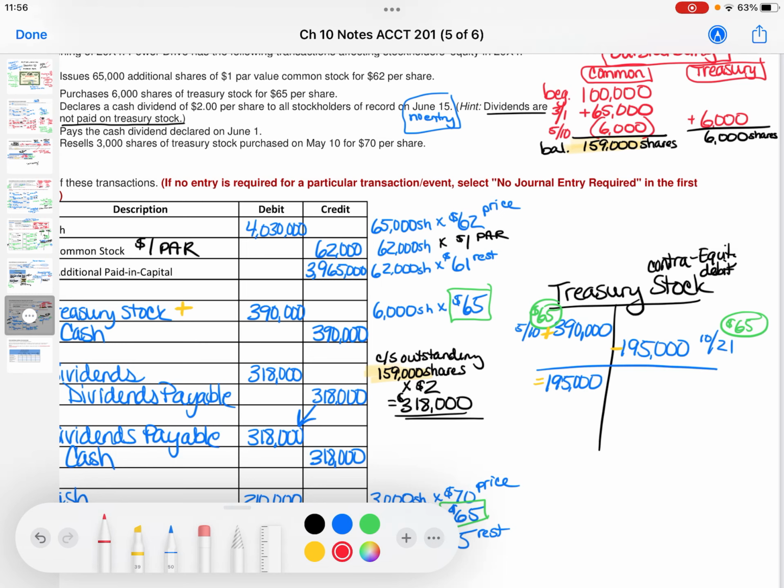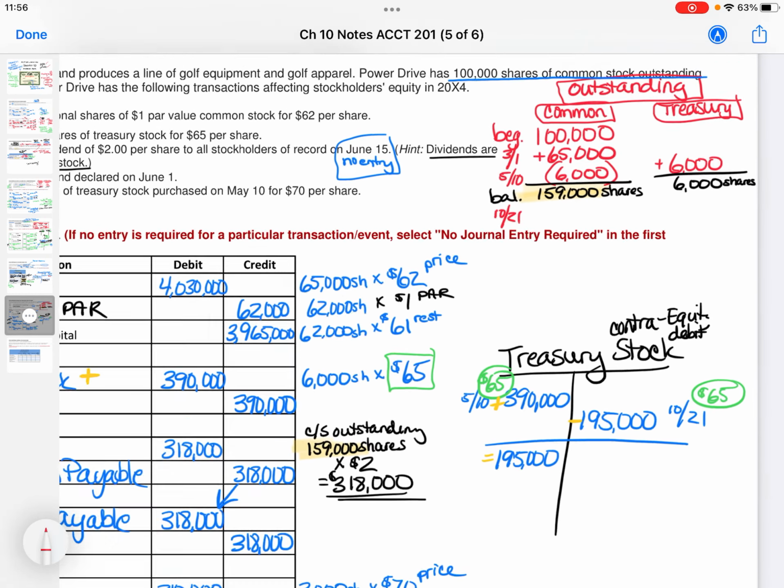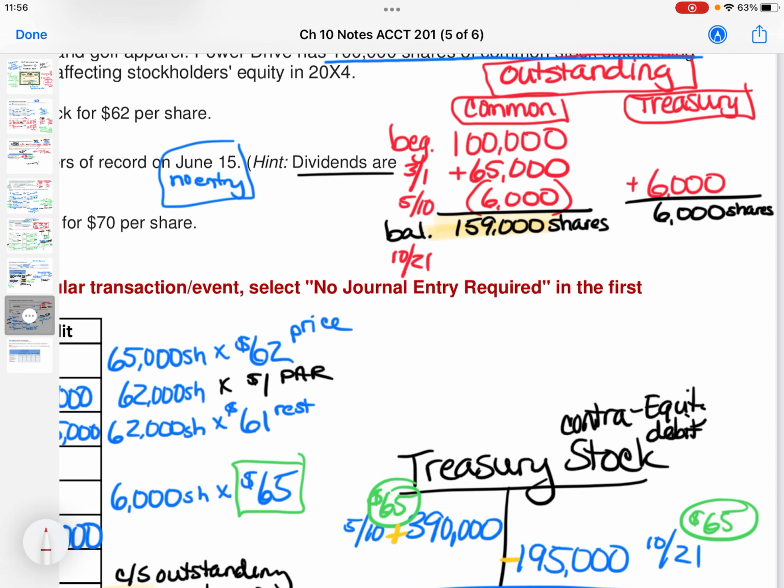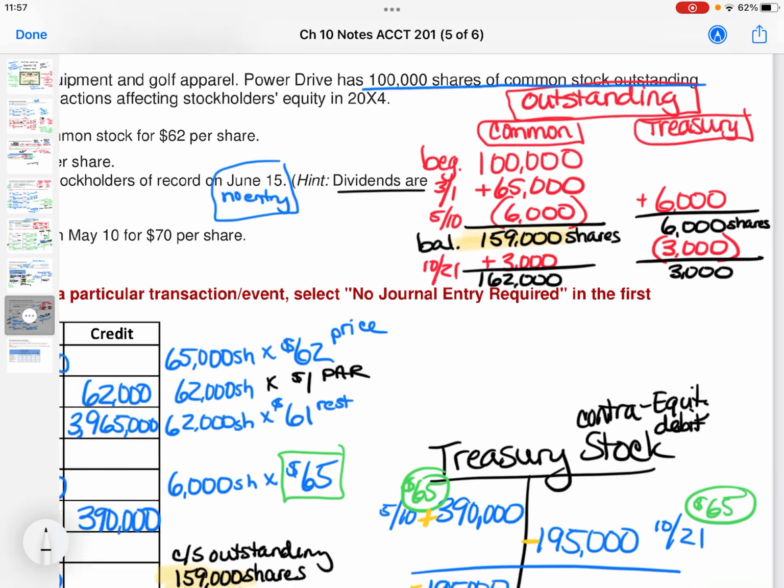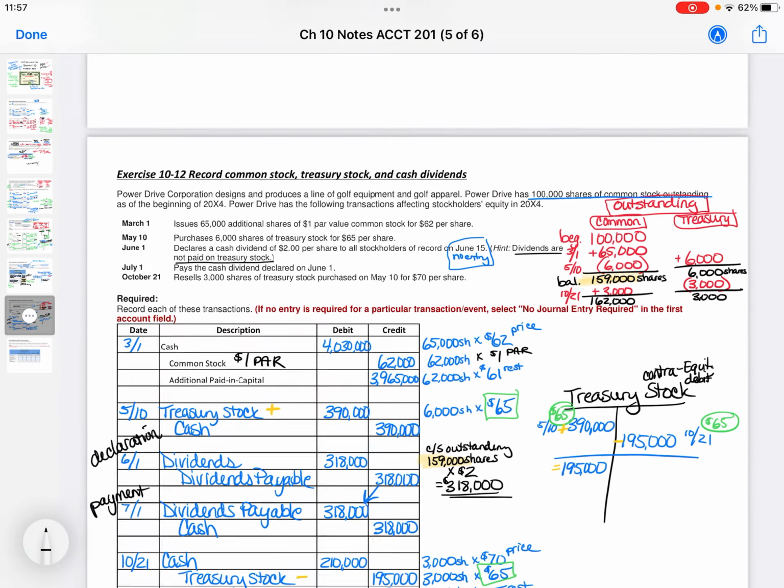We understand. So this is on 10/21 up here, where I'm keeping track of my outstanding shares. I've now sold 3,000 shares back into the market. So I've got to add that in my common stock column, and I take away from my treasury stock column because I just got rid of them, right? And let's show that in parentheses. So if I were now to need to know how many shares are outstanding, it'd be 162,000 for common and 3,000 for treasury stock. Okay, that's it for this problem.